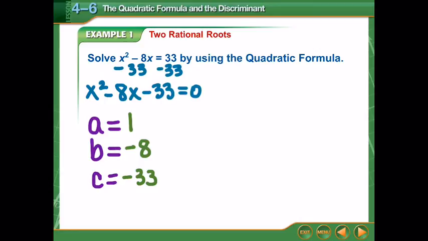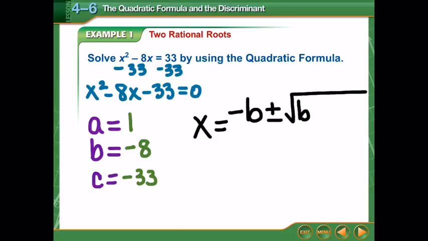Okay, so I'm going to go ahead and write the quadratic formula down. My suggestion is every time you're working one of these problems, go ahead and write the formula down. If you don't have it memorized, this is going to help you memorize it because every time you write it down, it's going to help you remember. So x equals negative b plus or minus the square root of b squared minus 4ac all over 2a.